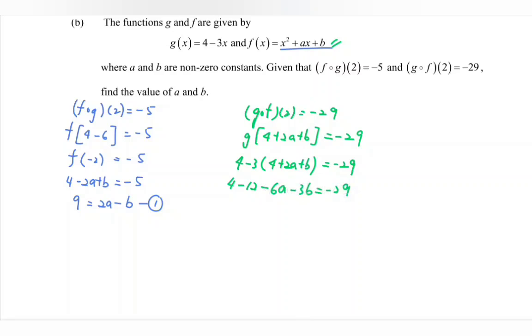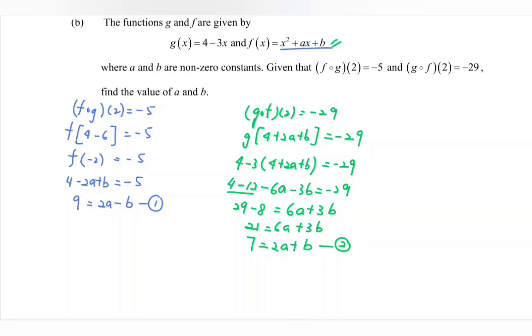So based on this case, we have -8. So 29 minus 8, which is equal to 6a plus 3b. So 21 equals 6a plus 3b. Divide by 3, so we have 7 equals 2a plus b. So here we have the second equation.